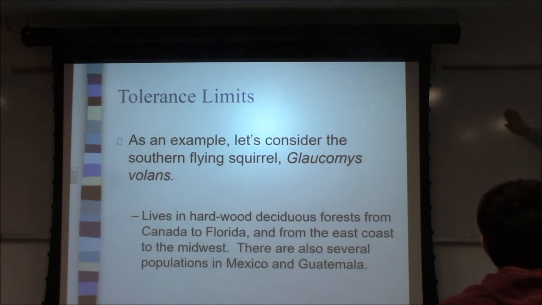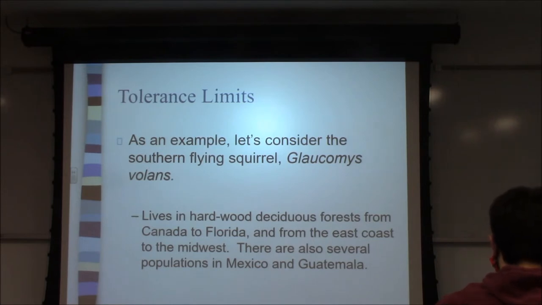The southern flying squirrels, which used to stop almost perfectly at the Canadian border, are now, in southern Canada, the dominant flying squirrel. The northern flying squirrels are retreating farther and farther and farther north. And that's just with these very small temperature differences that we've encountered with climate change. They simply aren't making it down here. All right.